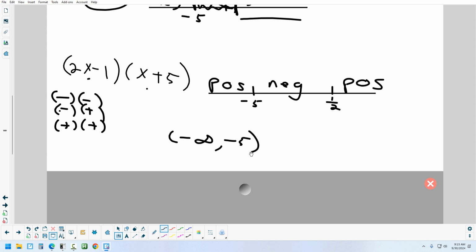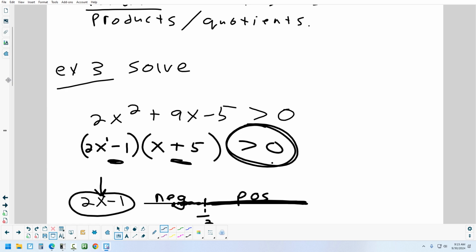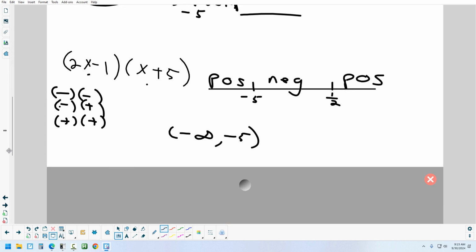Now, whether or not I can include the -5 depends on if the original problem had it equal to. No. The original problem was a greater than. So I can be lower than -5, or I can be higher than 1/2. That's the answer to the question.